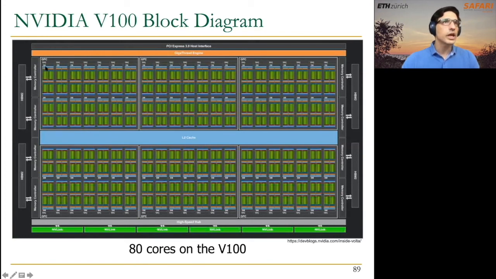They are labeled as SM. And they all have access to a relatively large L2 cache, a large cache memory inside the GPU die. The size of this cache, if I recall correctly, is about 6 megabytes.